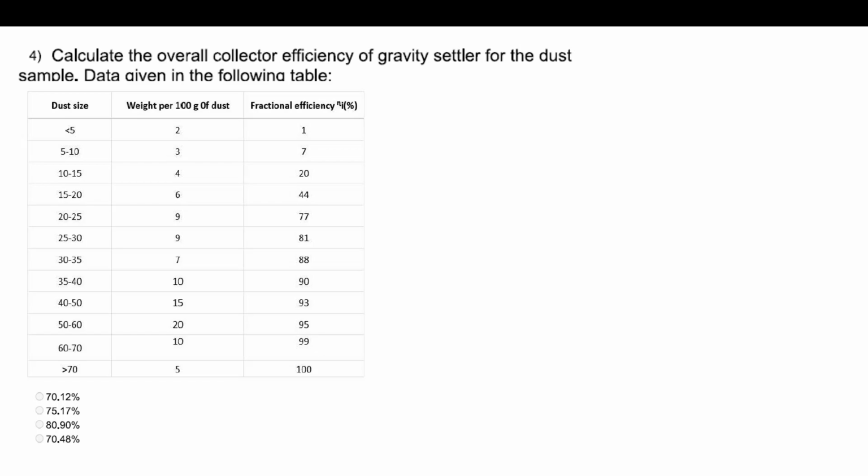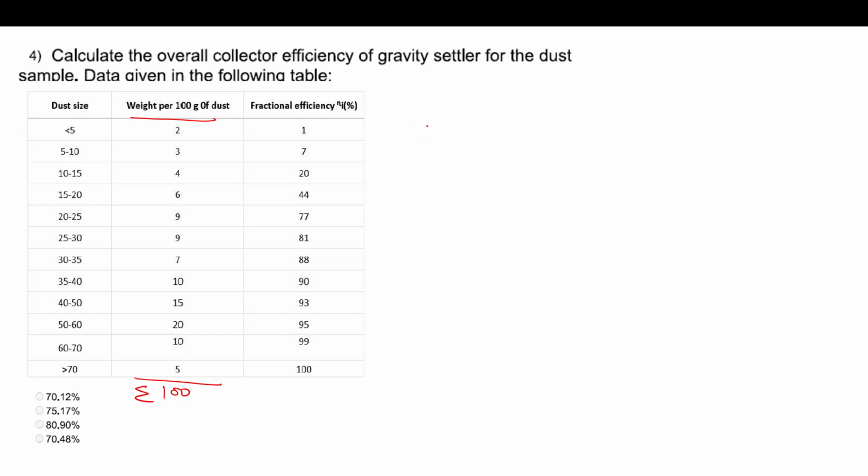Okay, so next is calculate the overall collector efficiency of gravity settler for the dust sample. Data is given in the following table. Weight here is given per 100 gram, which means that the total or summation of this column will be 100 grams. So you are taking 100 gram of dust and you are doing the size check. So this is the size distribution you are having, and this is the corresponding efficiency for collection.